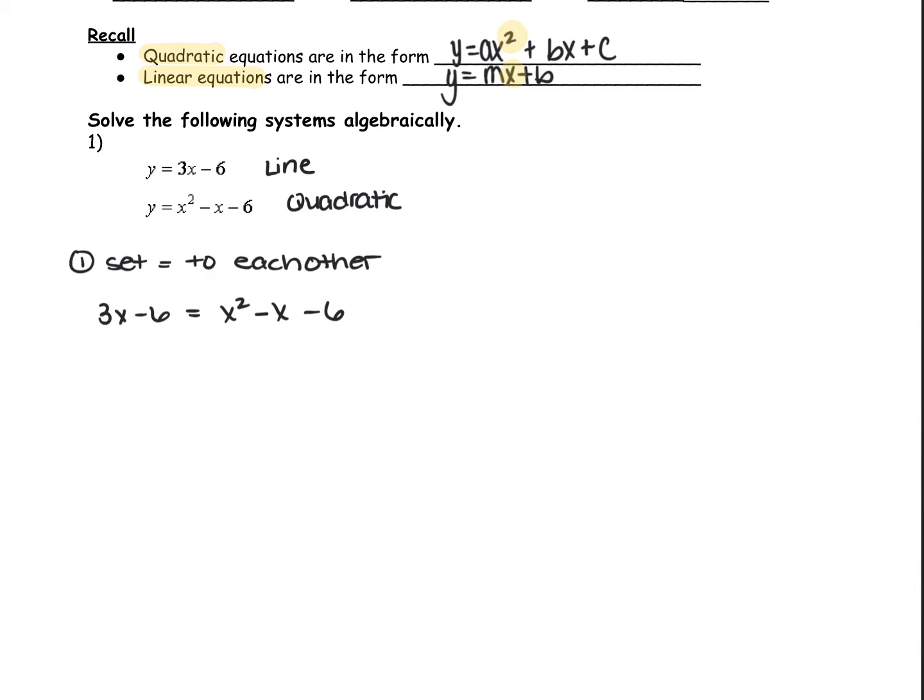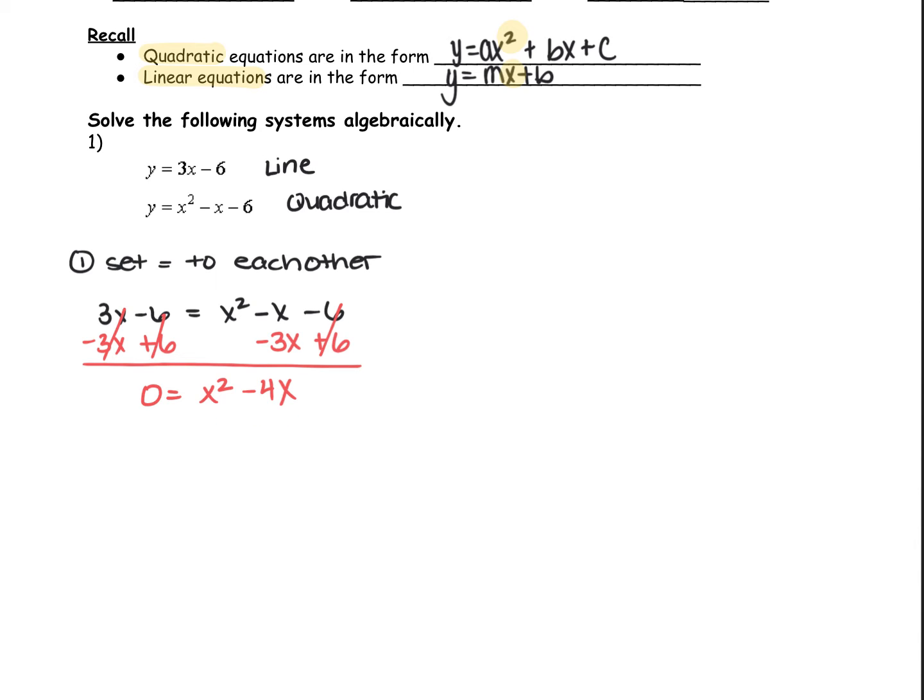And we solve. Now the way that we solve, when we have an x squared, we need to set it equal to 0 so that we could factor, t-chart, and solve. So minus 3x on both sides and add 6, minus the 3x with the x and add the 6 with the 6. So now these cancel. We have 0 equals x squared, and then negative 1 and negative 3x will add to a negative 4x, and negative 6 plus 6 will cancel out as well, so we just have these terms.